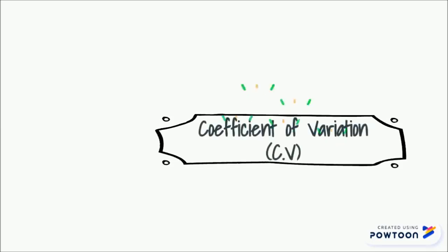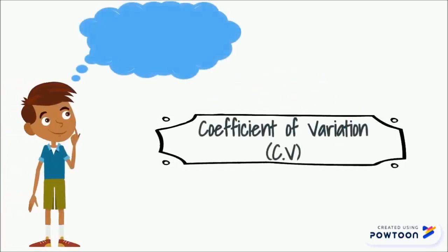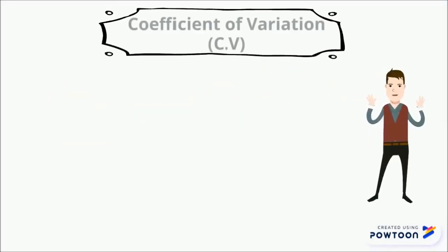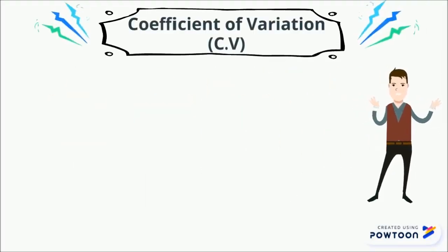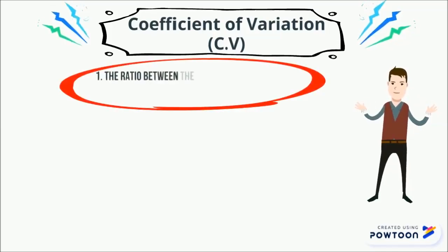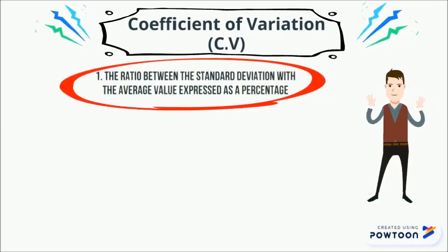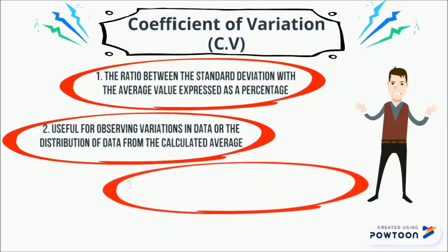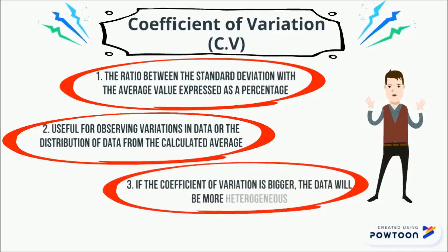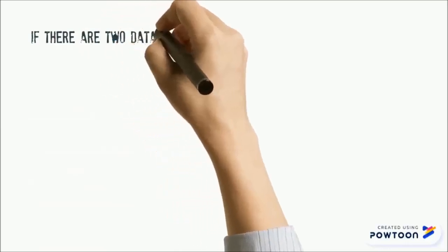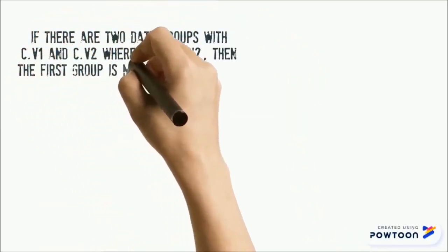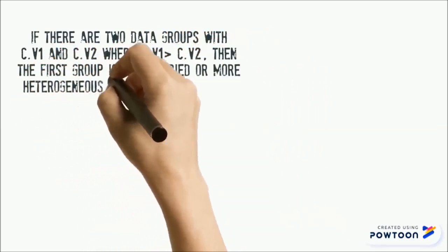This topic is coefficient of variation. What is coefficient of variation? Coefficient of variation is the ratio between the standard deviation and the average value, useful for observing variations in data. The data will be more heterogeneous if the coefficient of variation is bigger. The first group is more heterogeneous than the second group when the coefficient of variation of the first group is bigger than the second group.